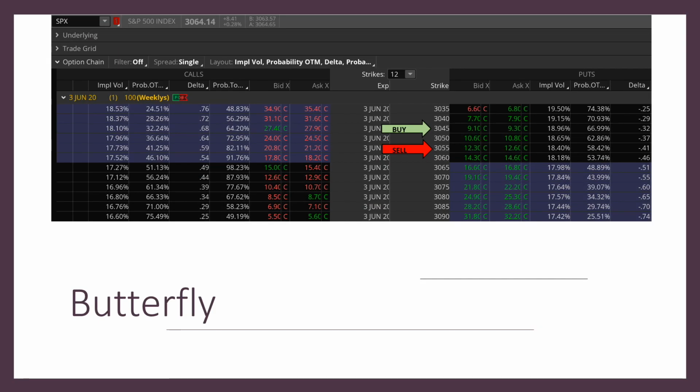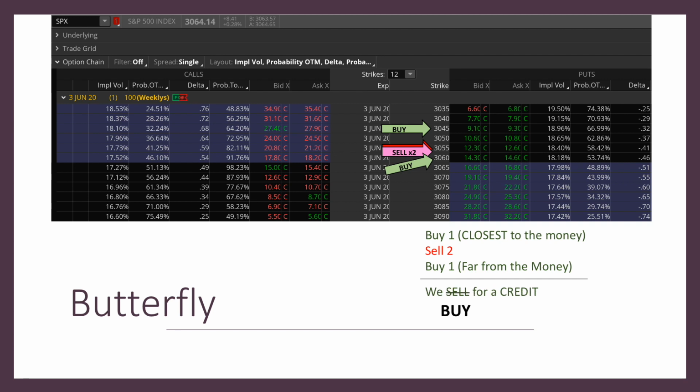In the butterfly, you still have that vertical spread there. And now we're going to sell another strike in the middle and buy a closer to the money strike. So as a result, this is what it looks like. It's buying one option that's close to the money, selling two of the same strikes in the middle, and then buying one that's further away from the money. Now, in this example, I've skipped one strike. I skipped the 30-50 strike and bought the 30-45, but you can skip, and sometimes we'll skip two strikes and then buy the 30-40. So when we do this, we're buying for a credit, okay? So we're not sellers of the spread, we are buyers.